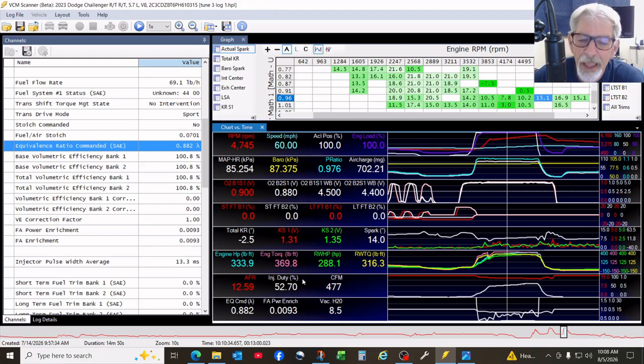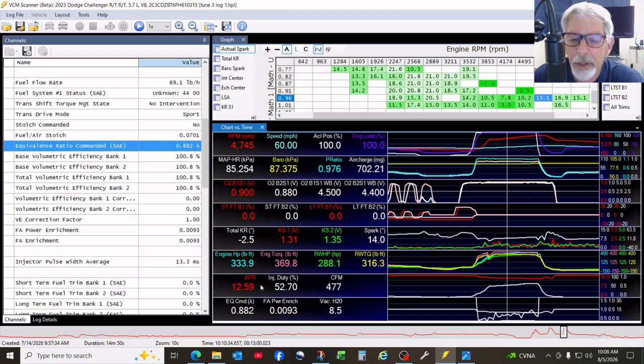So at that point, I have a vacuum, and this is in inches of water, inches in the water column, of 8.5. So that's great. My power enrichment's at 0.93, which means I've been in FA enrichment, and my EQ is 0.882. My AFR is 12.59. In this particular instance, I'm running a Stoic of 0.0701.